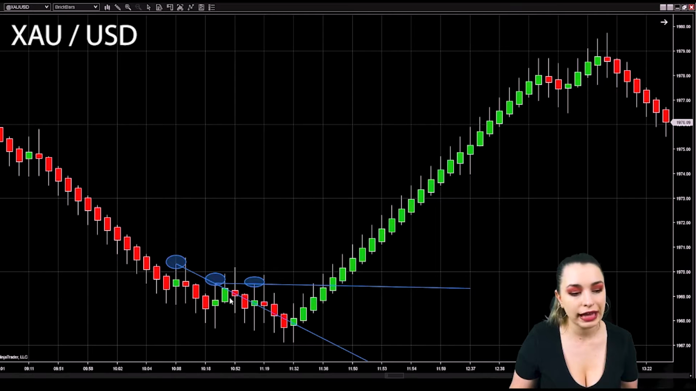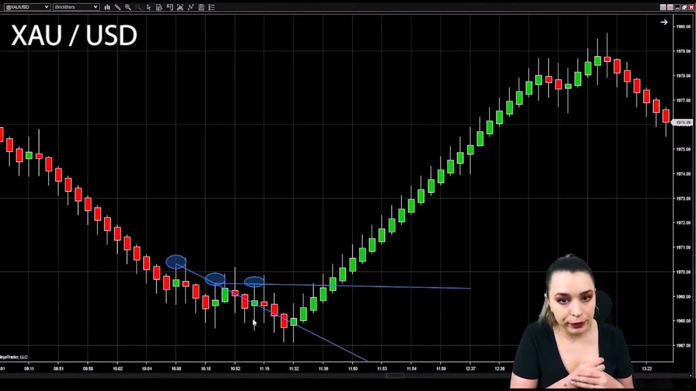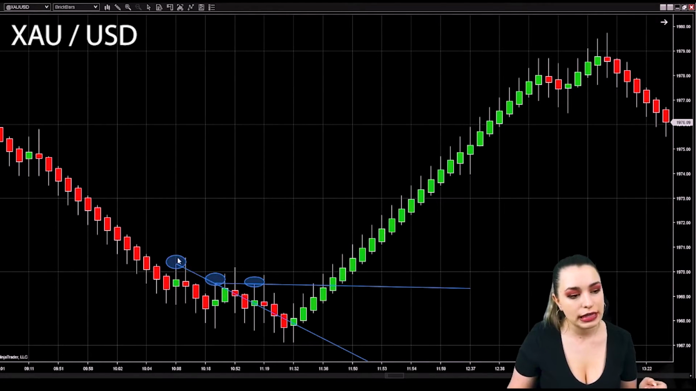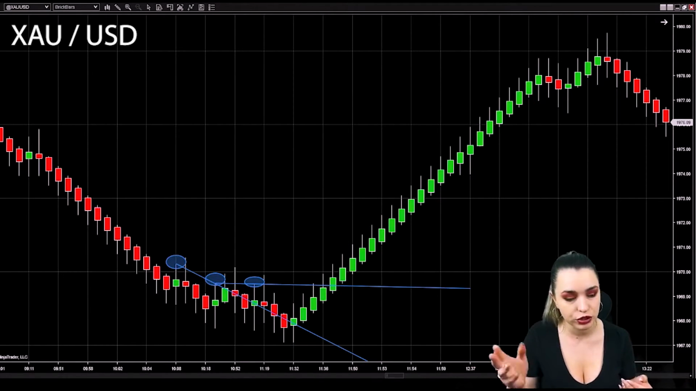If we are looking at the green reversal bars, of course we would be looking for the market in the future to turn green and go all the way up. So basically these trend lines would let you know where the market would pass in the near future.